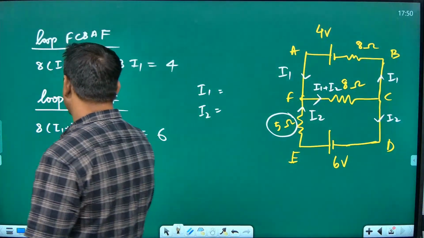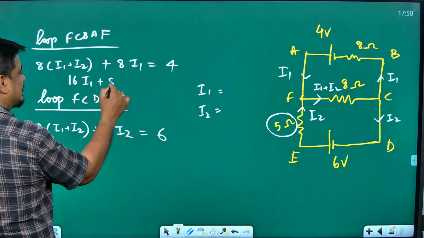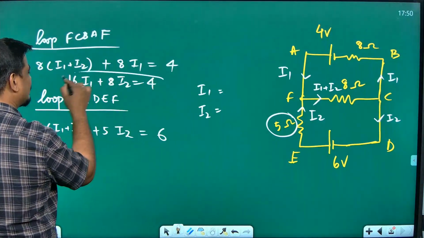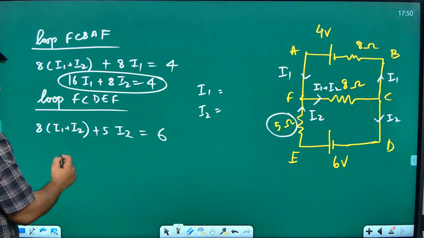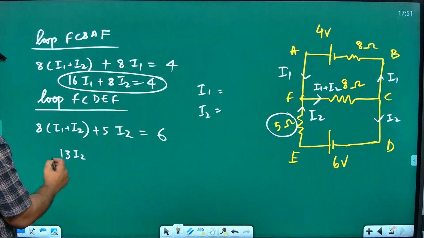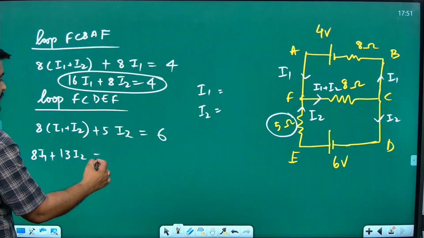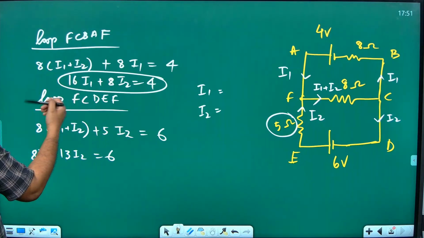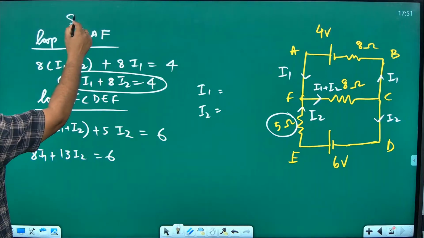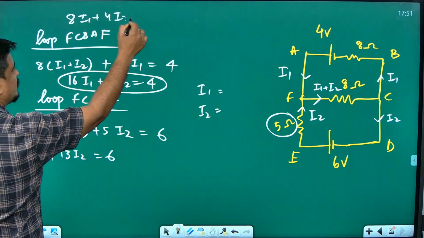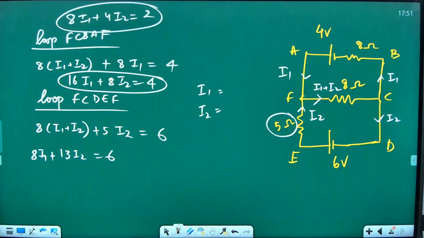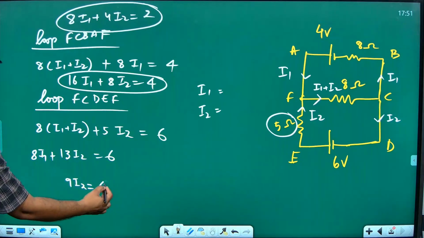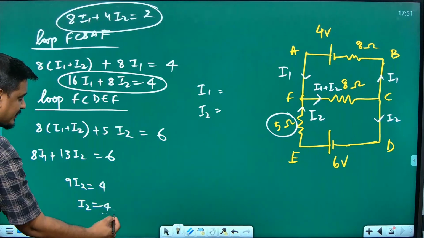Nearly. Yeah. 16 I1 plus 8 I2 is equal to 4. Here you will have 8 plus 5, 13 I2 plus 8 I1 is equal to 6. So here I can take 2 outside, then it will become 8 I1 plus 4 I2 is equal to 2. I am doing it intentionally because both are 8, 8. I'll subtract both. Then 13 minus 4 will become 9. 9 I2 will become 4. I am getting I2 as 4 by 9 amperes. Anybody supporting me?